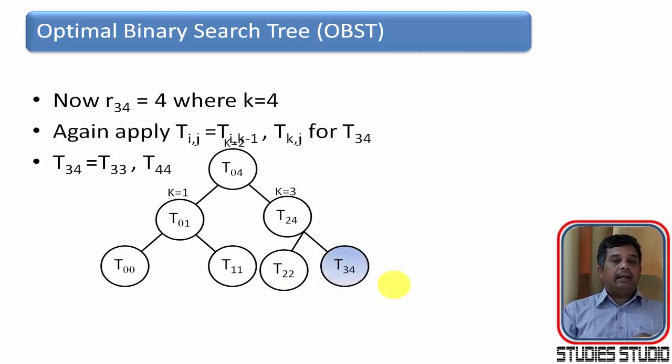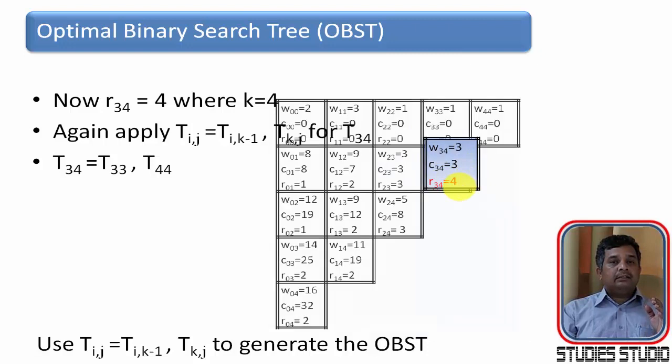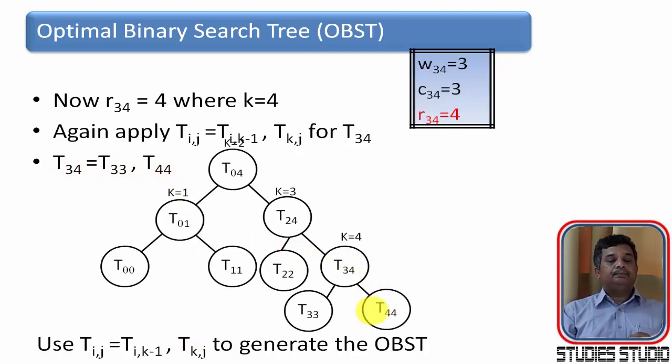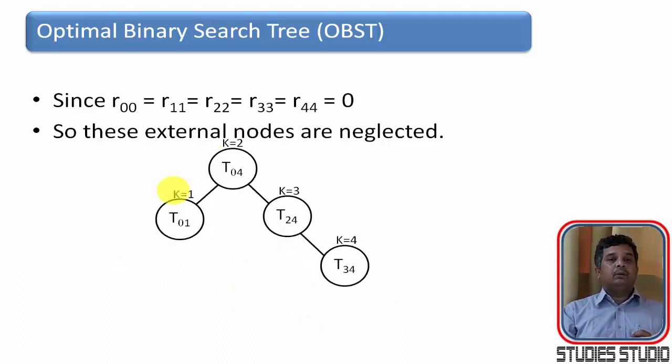Now we are going to find the left and right child of T34. Now locate where R34 is in the table. R34 we are going to find here, where the R34 value is equal to 4. It means the k value is 4. So we are going to apply this formula and you will find T34 will be T33 and T44. So we are going to get this data. We have already seen that R00, R11, R22, R33, R44 values are 0. So these T00, T11, T22, T33, T44 values we are going to neglect. So we will be getting this particular tree.